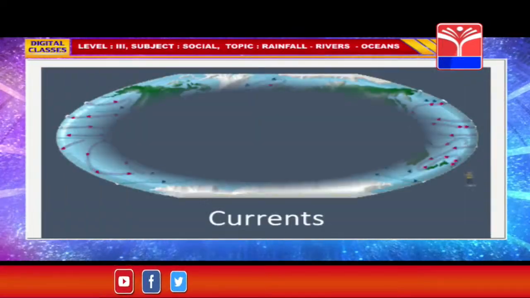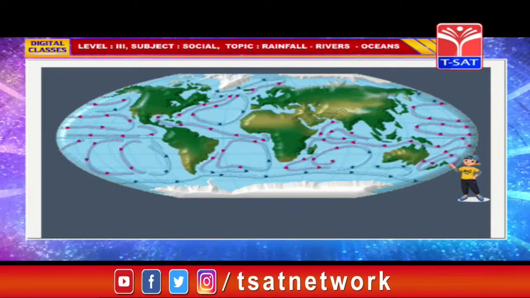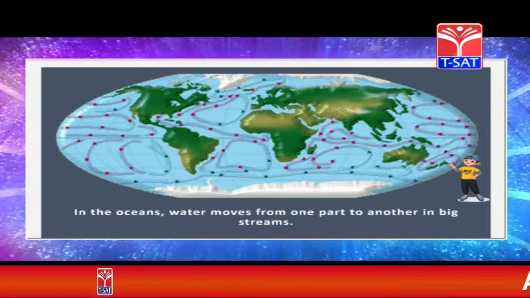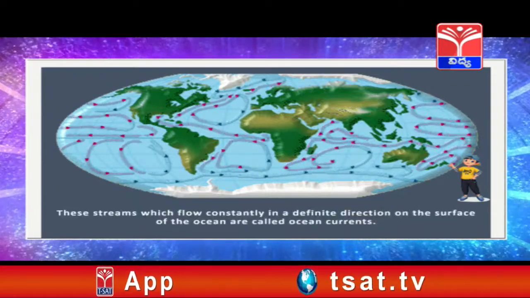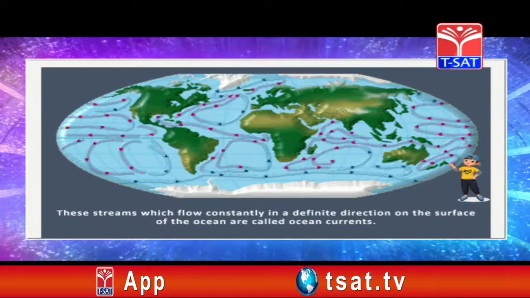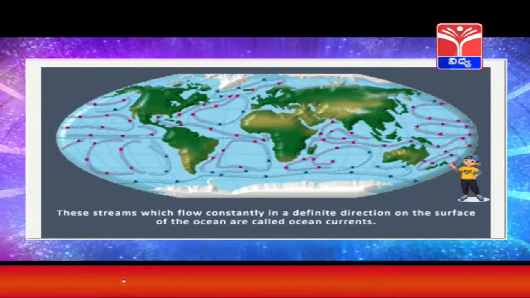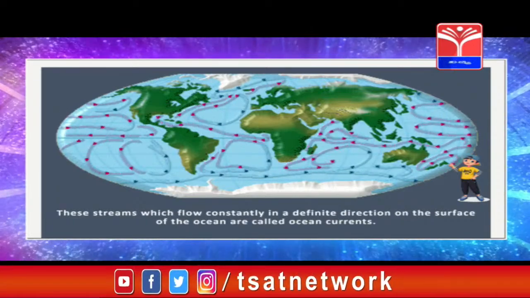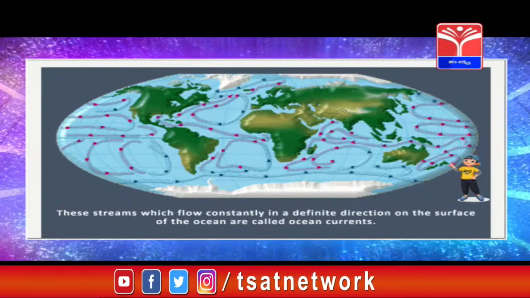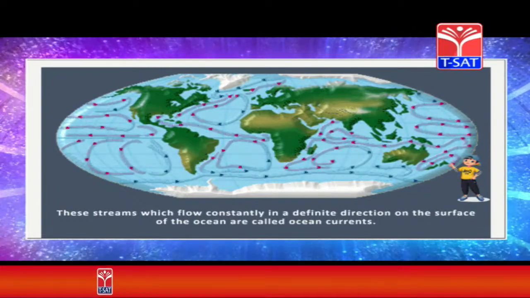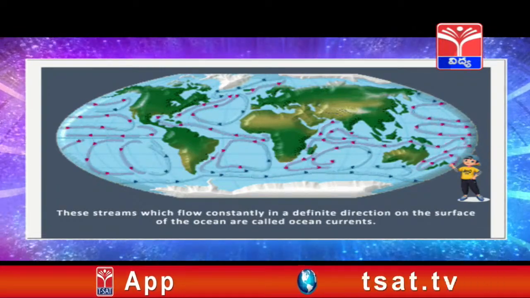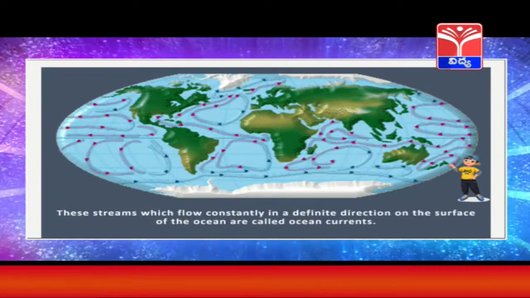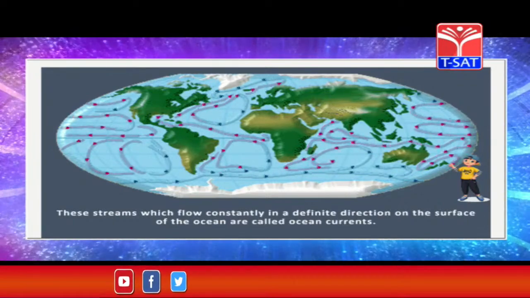Now let us learn about another movement, that is the currents. In the ocean, water moves from one part to another part in big streams. And these streams, which flow constantly in a definite direction on the surface of the ocean, are called ocean currents. The ocean currents are of 2 types, that is the warm currents and the cold currents. The warm currents are the ones which move from the equator towards the poles, and the cold currents are the ones which move from the poles to the equator.